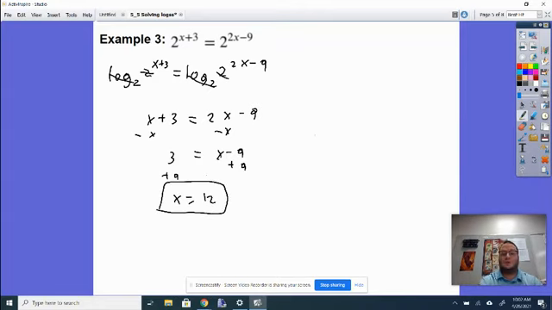Okay, and I don't need to check for extraneous solutions since I did not have logs. I had exponents. Exponents are never going to cause me problems with domain restrictions. Those don't have domain restrictions. Only logs do. So we don't need to check it for exponents. We do need to check it if we started with a log. I know we used a log, but we did not start with a log.